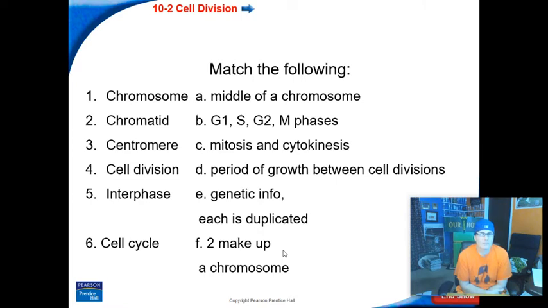Oh, beg your pardon. Yeah. And then the cell cycle should be, cell cycles G1, S, G2, and M phases. All right. Good. Moving on.